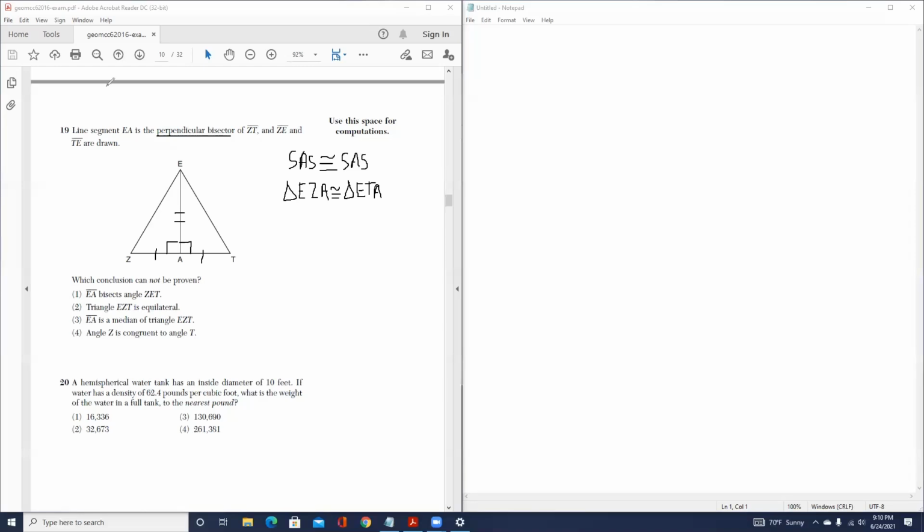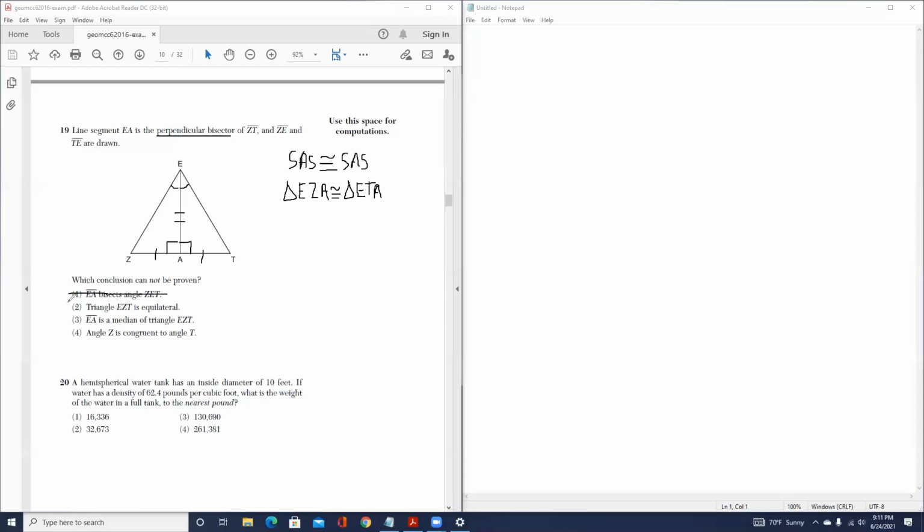Because of this, we know that if triangles EZA and ETA are congruent, then based on CPCTC, we can prove these two angles as congruent, angles ZEA and TEA, and this will prove conclusion 1 correct because EA bisects angle ZET to create two congruent angles. That is the definition of a bisector. So we can eliminate choice 1.